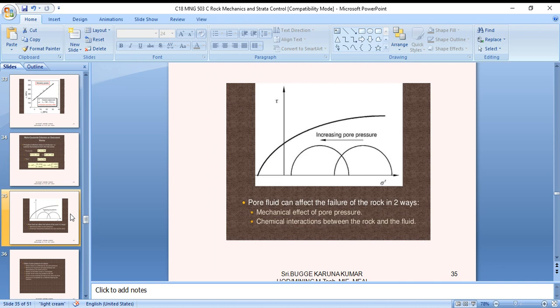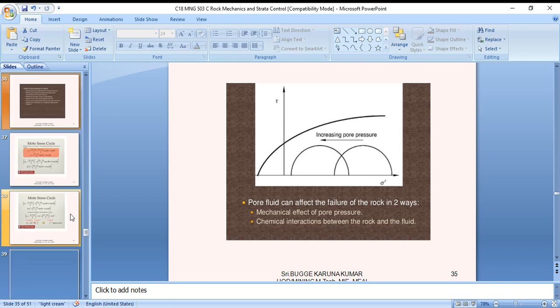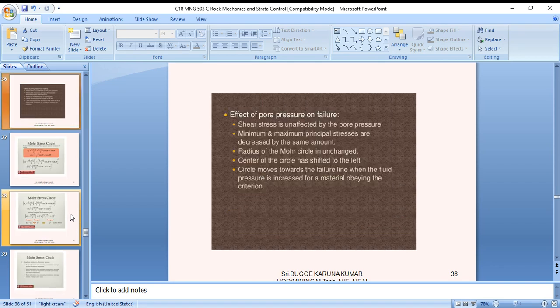So, by increasing the pore pressure, the pore fluid can affect the failure of the rock in two ways: the mechanical effect of the pore pressure, and chemical interaction between the rock and the fluid. So increasing pore pressure is a typical condition, affecting the Mohr-Coulomb criteria. Effect of pore pressure on the failure.